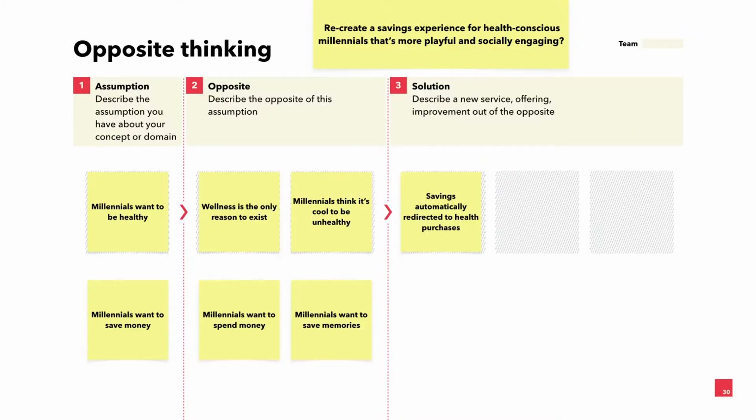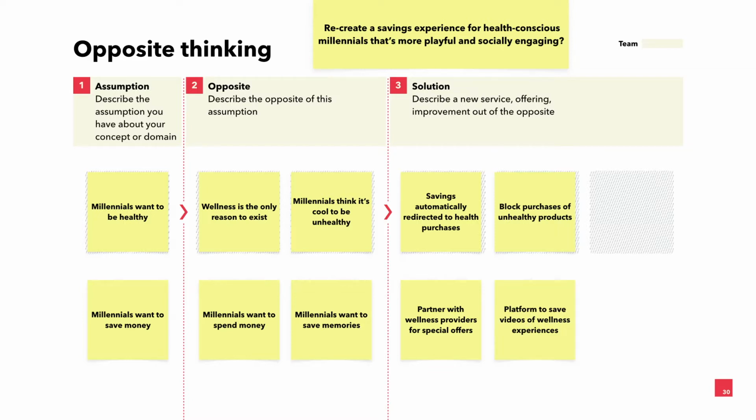So now that we have our opposites, it's time to come up with some solutions. So maybe pause the video and try to come up with some solutions of your own. In this case, a solution could be a savings account that automatically redirects savings to health purchases. Or a solution for the second opposite could be to block the purchase of unhealthy products. In the second case, we could partner up with wellness providers to provide special offers, or we could create a platform to save videos of wellness experiences.